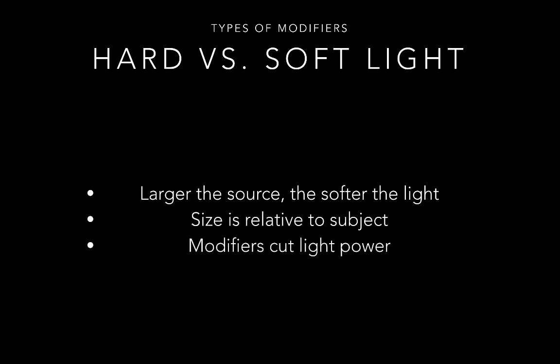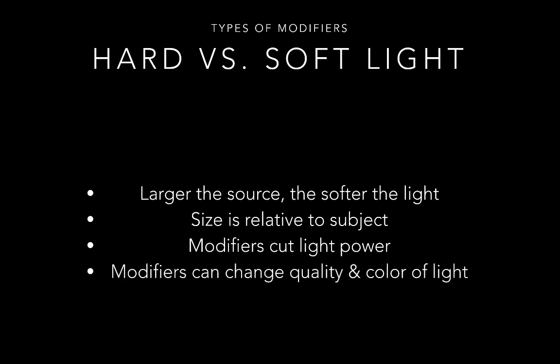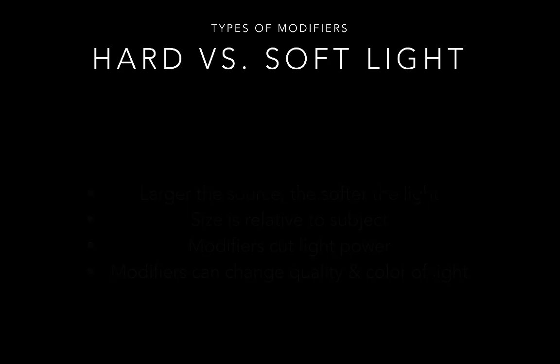So size is relative to subject. Modifiers do cut light power. If you're putting something in front of a light source, you are going to cut the output of that light. If you put a speed light in a softbox, you're guaranteed to get at least a stop less of light, so understand that. They can also change the quality and the color of the light. If you've got a silver beauty dish or a white beauty dish or a gold beauty dish, just the fact that the color inside there is going to change the color of the light coming out.